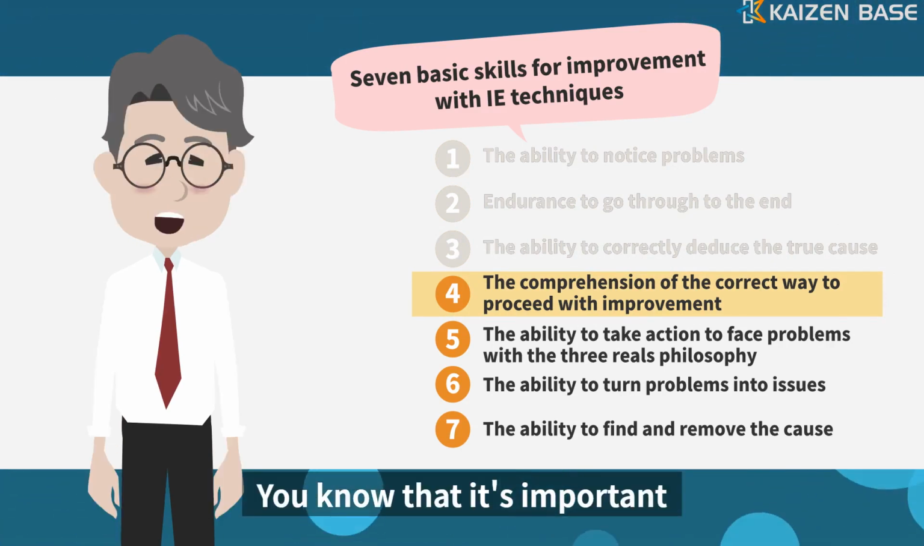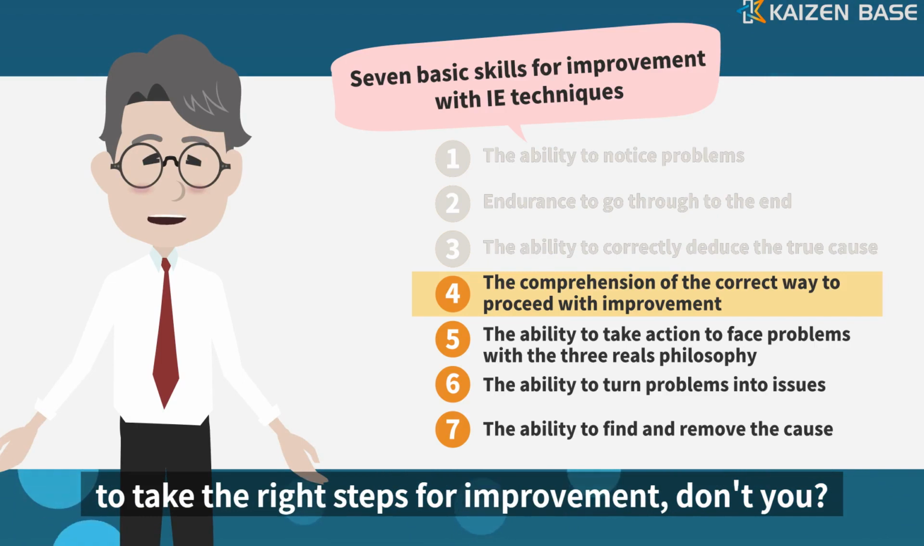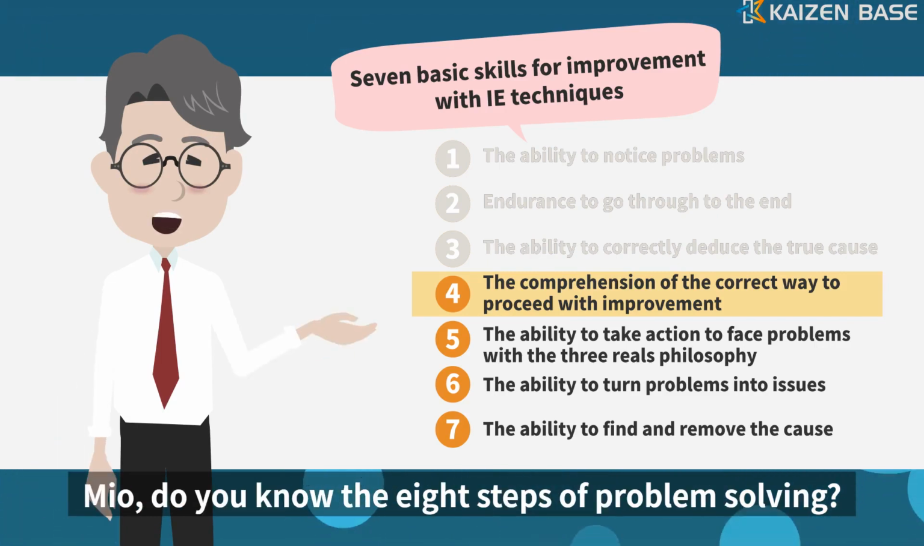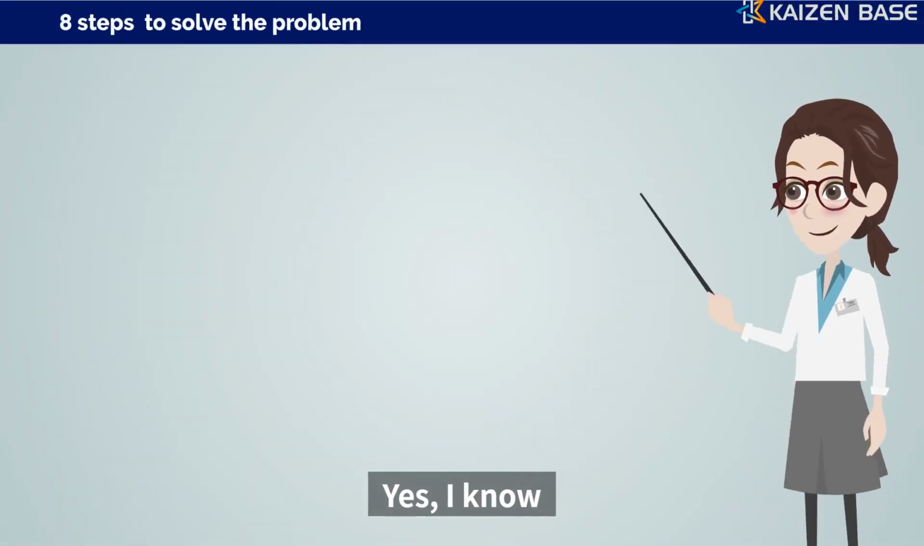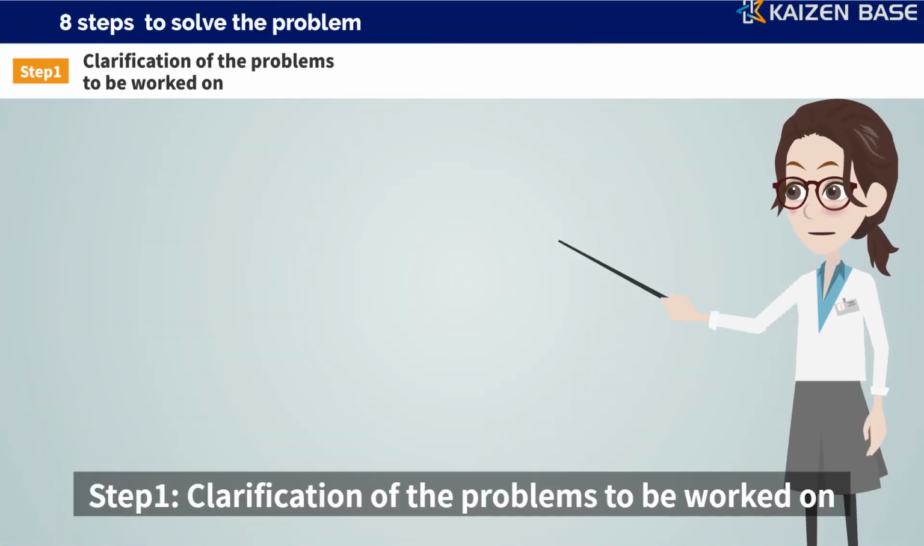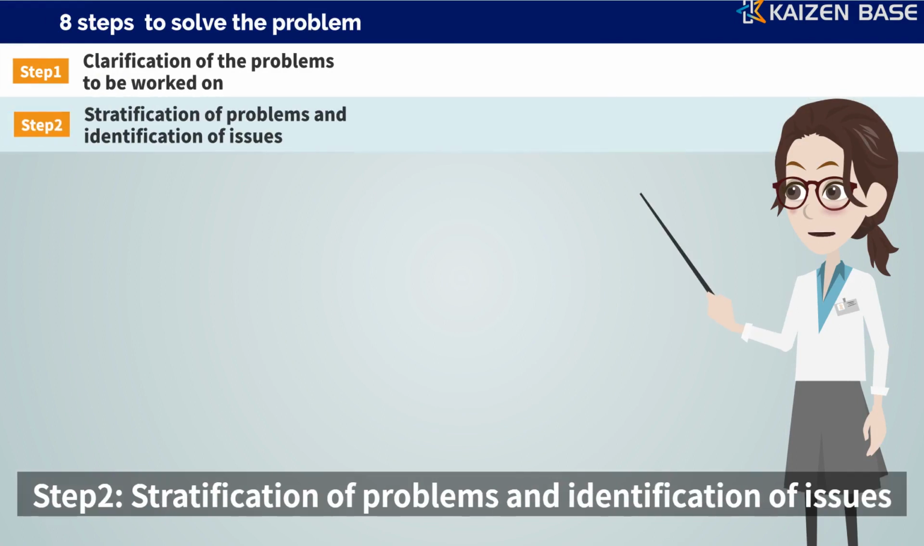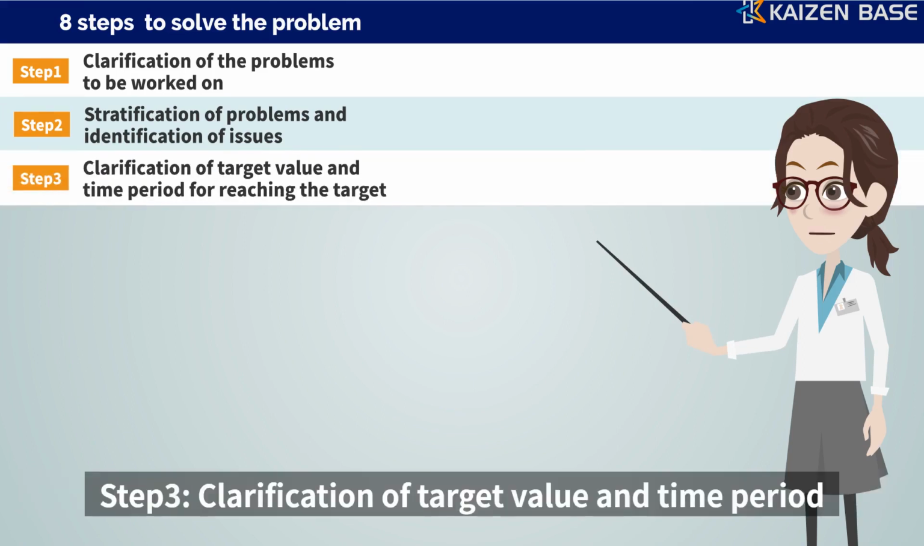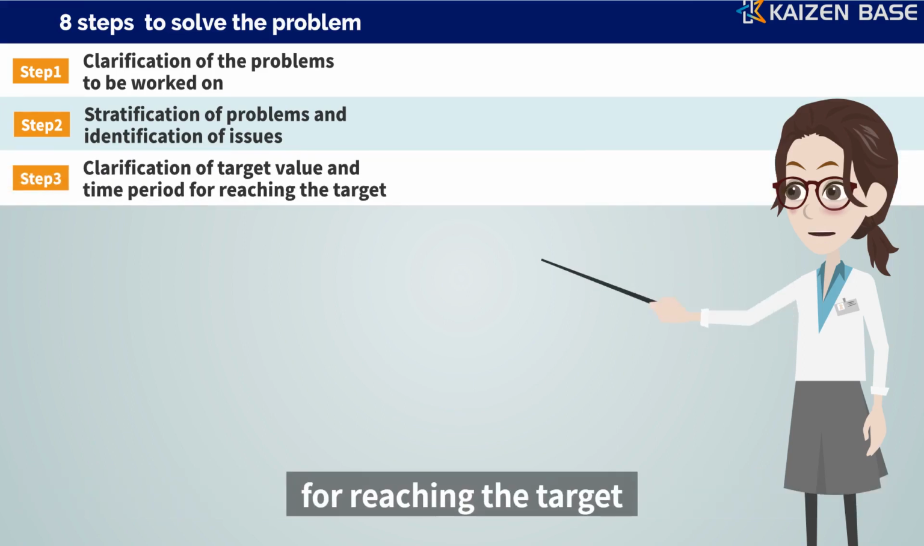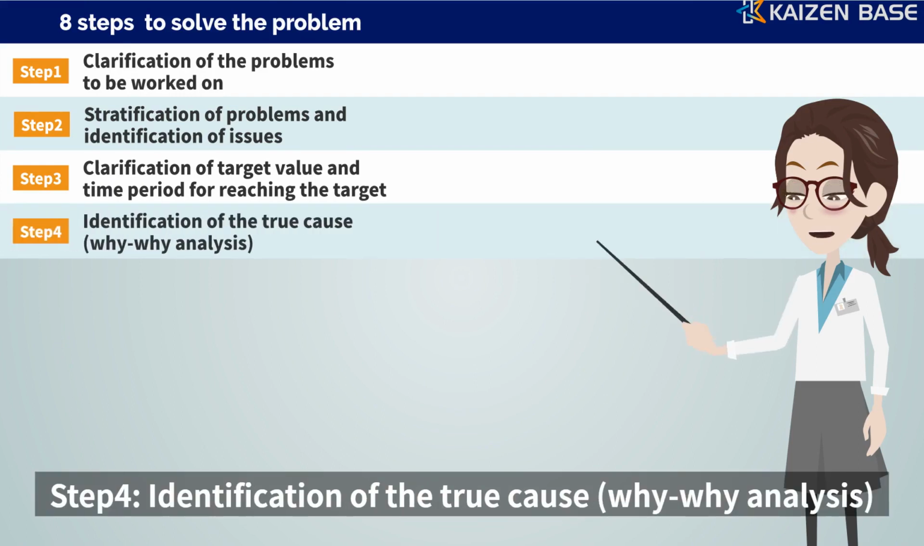You know that it's important to take the right steps for improvement, don't you? Meal, do you know the 8 steps of problem solving? Yes, I know. Step 1, clarification of the problems to be worked on. Step 2, stratification of problems and identification of issues. Step 3, clarification of target value and time period for reaching the target. Step 4, identification of the true cause, why analysis.